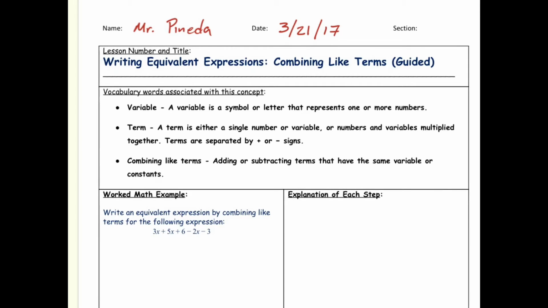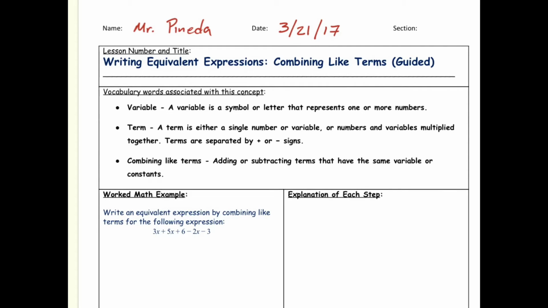A variable is a symbol or a letter that represents one or more numbers. A term is either a single number, or a variable, or a number and variables multiplied together. Terms are separated by plus or minus signs. And lastly, combining like terms means adding or subtracting terms that have the same variable, or that don't have a variable at all, which makes them constants.